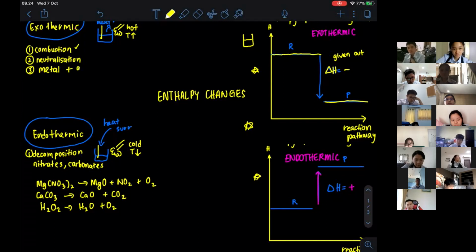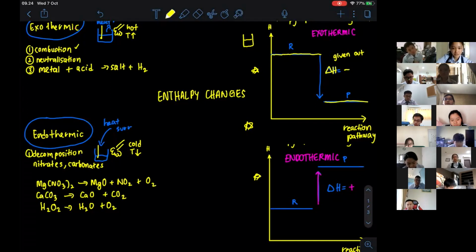And take note, there is another reaction also for exothermic. For example, if you have metal plus acid, they give you salt and hydrogen gas. Like for example, magnesium plus HCl gives you magnesium chloride plus H2. And this reaction is also going to be categorized under exothermic reaction, yeah?